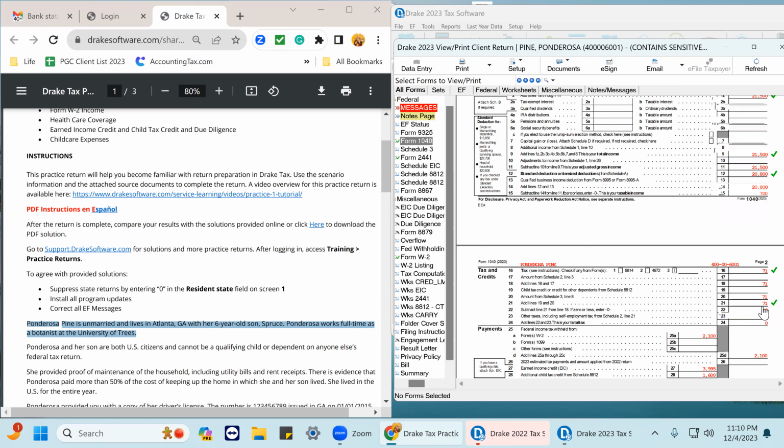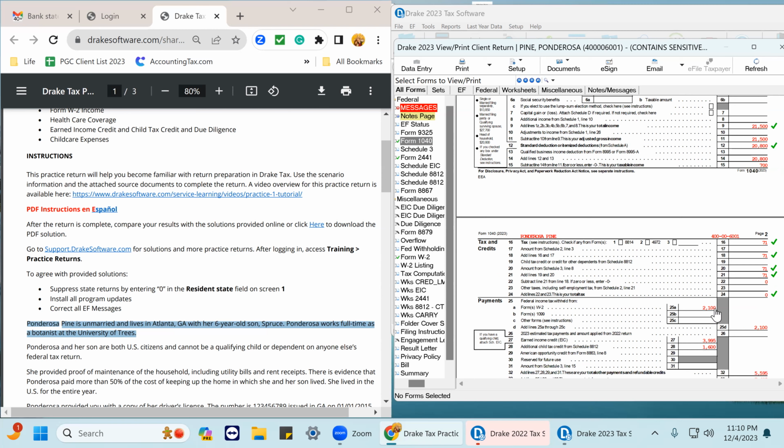So in this situation, the child care tax credit can go against, up to the tax liability. So right now it's 0. So there's no tax liability in line 24. They withheld 2,100.